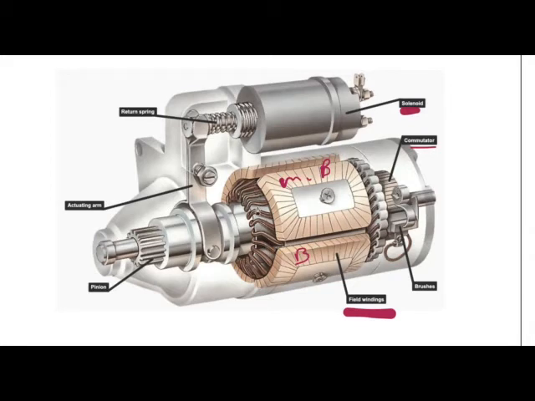I guess the field windings, let me think. The field windings must create the field, I suppose. So that creates the magnetic field. So this is not the source of the magnetic field. It's the field windings. It's an electromagnet. But there are currents in these windings.